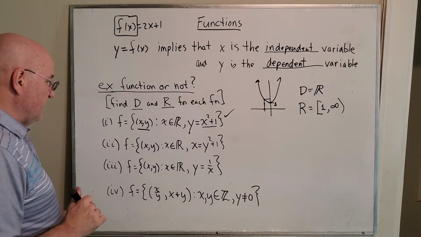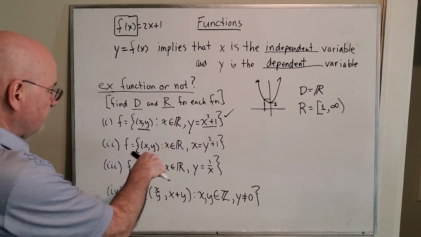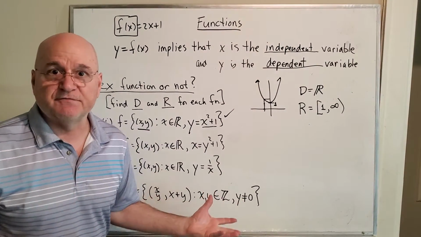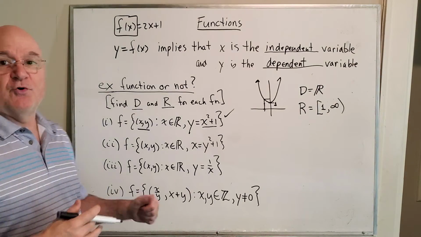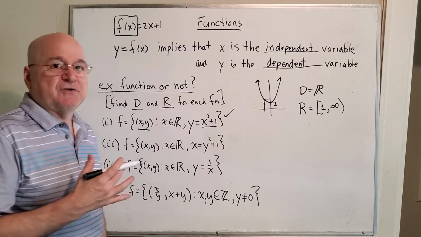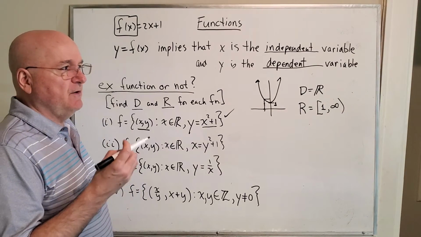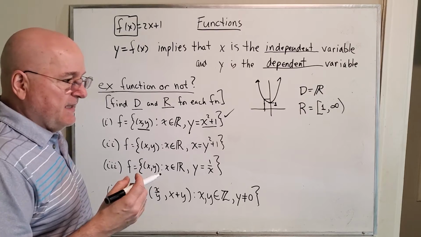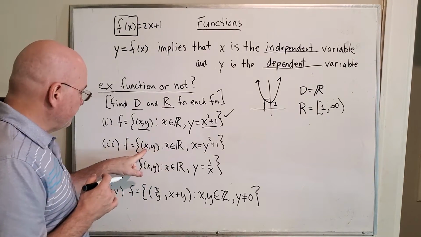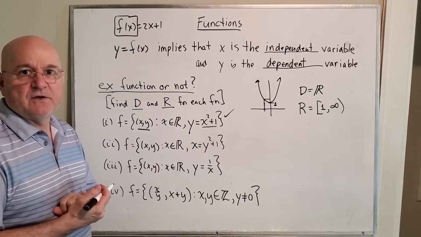Number 2, set of ordered pairs where x is in the set of real numbers. It looks similar to this, so you might be tempted to say, of course, it's a function. But of course, it's not a function. And we don't have to graph it. We just need to use the definition. What does it mean to be a function? It means that for each value of the input, for each first variable x, there's only one y that corresponds to it.